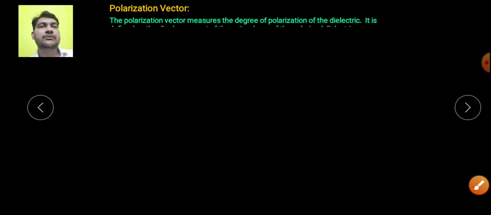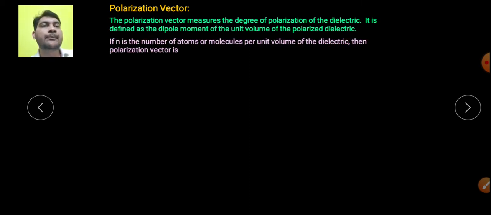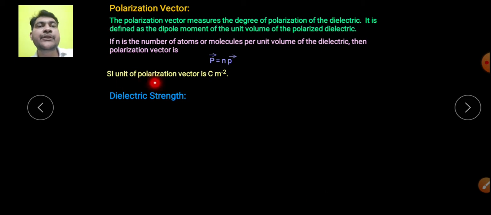Okay, so polarization vector measures the degree of polarization of the dielectric. It is defined as dipole moment per unit volume of polarized dielectric. So we have studied this. I have already explained. So what is SI unit of polarization vector? It is number of molecules per unit volume multiplied by dipole moment.